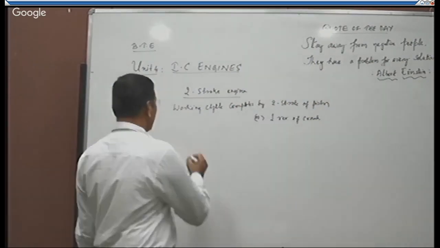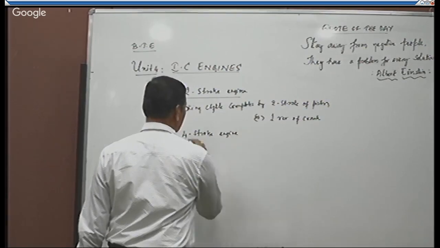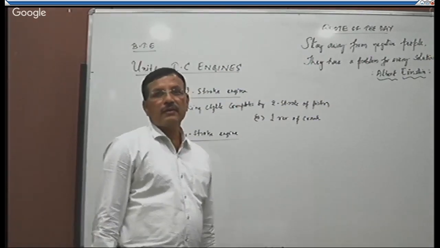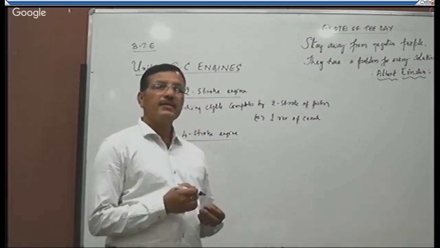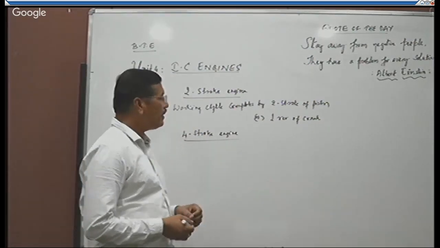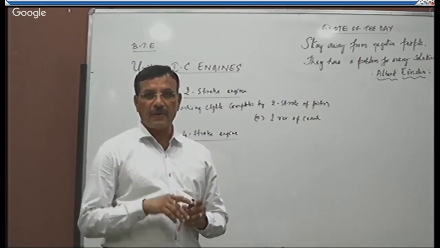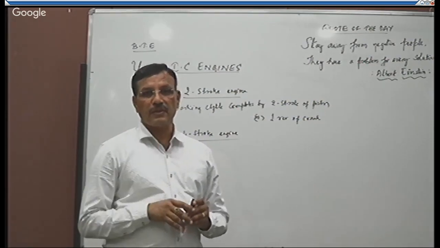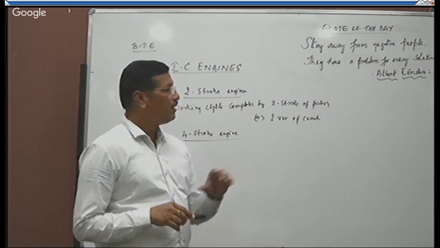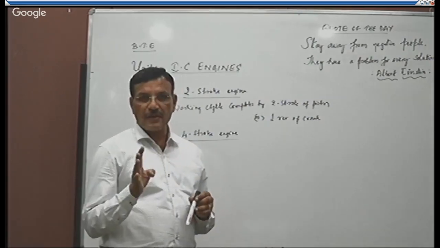Then we'll understand what a four-stroke engine is. Now we can easily say what a four-stroke engine is. The engine in which the working cycle is completed by four strokes of the piston, or two revolutions of the crank, is called a four-stroke engine. In a four-stroke engine there are four operations and four strokes.